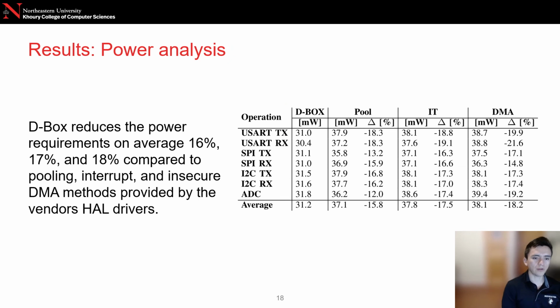For power analysis, we use the same macro benchmark operations on peripherals that I explained previously. Here, DBox reduces the power requirements on average 16%, 17%, and 18% compared to polling, interrupt, and insecure DMA methods provided by the vendor's HAL drivers. The reason for this result is that the baseline drivers provided by the vendor are developer friendly but not efficient. On the other hand, DBox uses low-level drivers to access directly the peripherals, which requires more engineering effort, but they are power efficient.